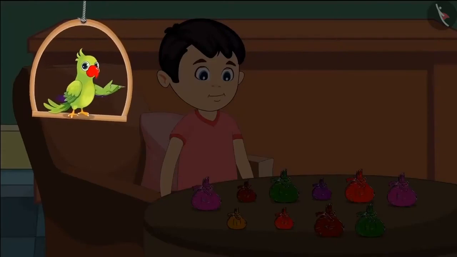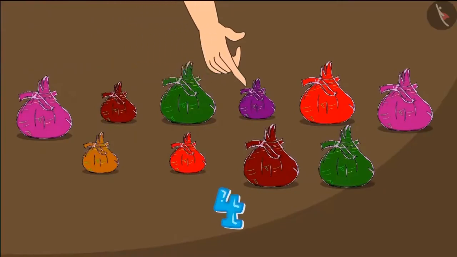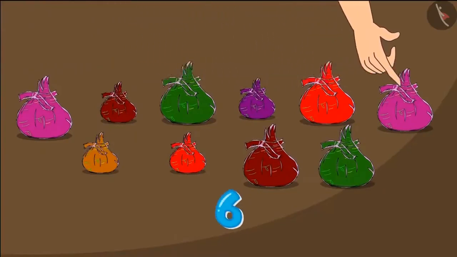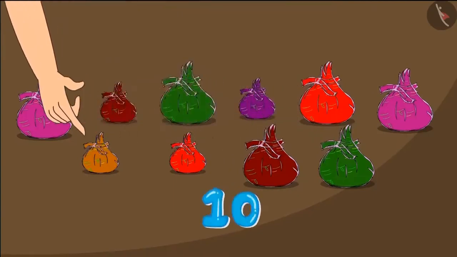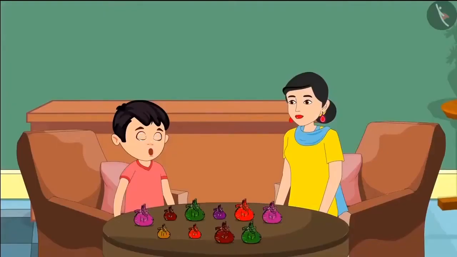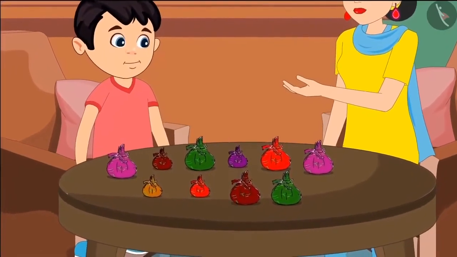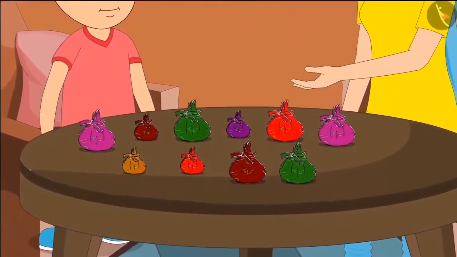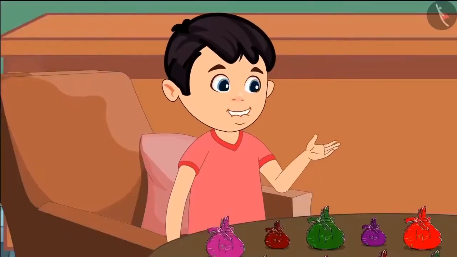Chotu started counting the packets. This is 1, 2, 3, 4, 5, 6, 7, 8, 9, 10. So there are 10 total packets. And 10 packets will make 100 toffees. Isn't it, Mummy? Chotu, but why do some bags look small and some seem big? Yes, Mummy, there are fewer toffees in some packets.